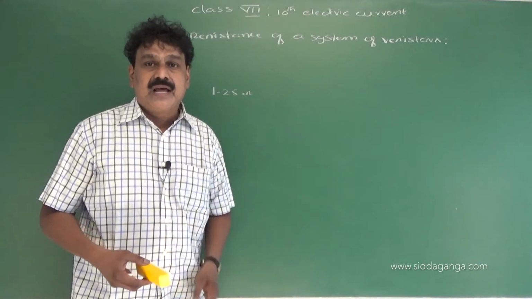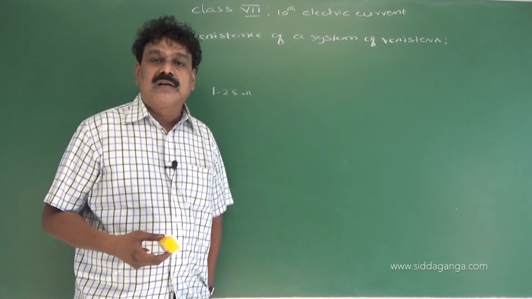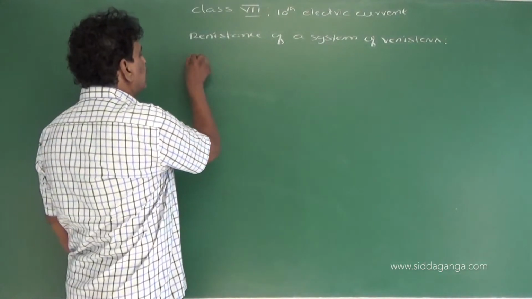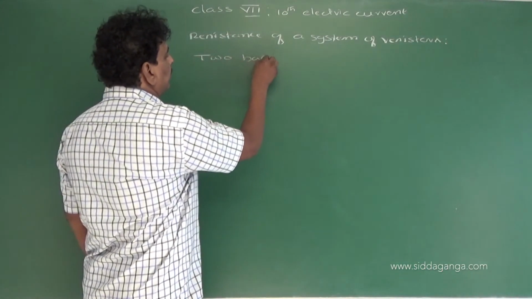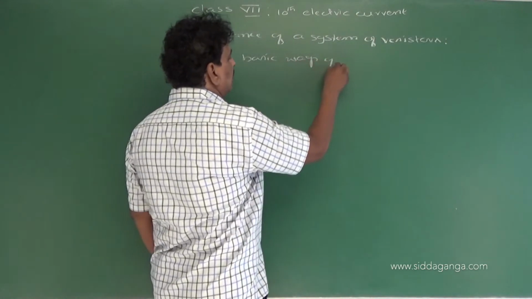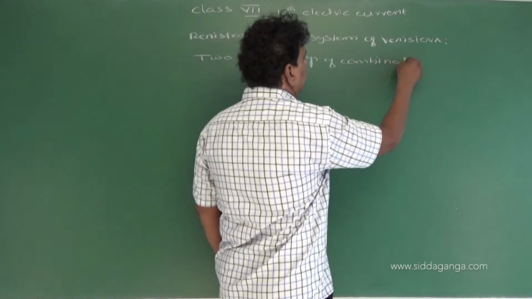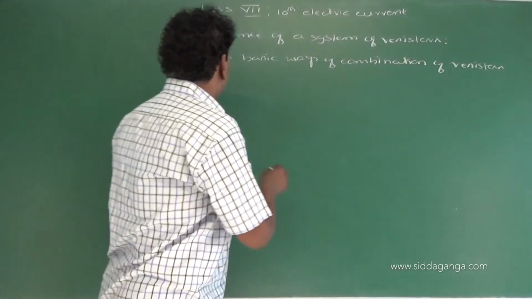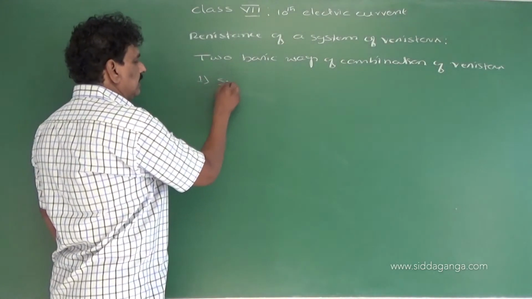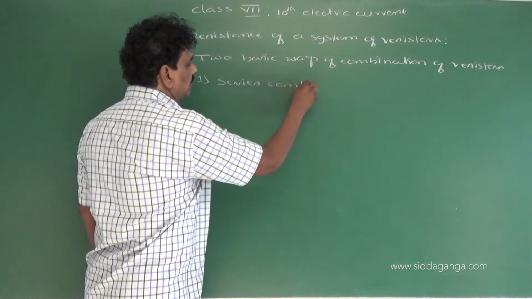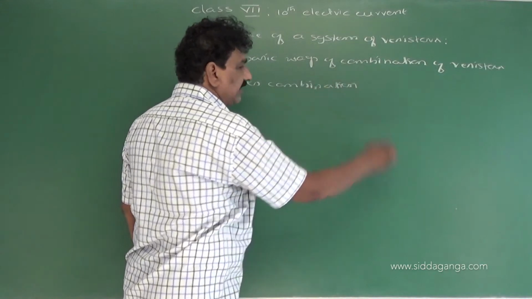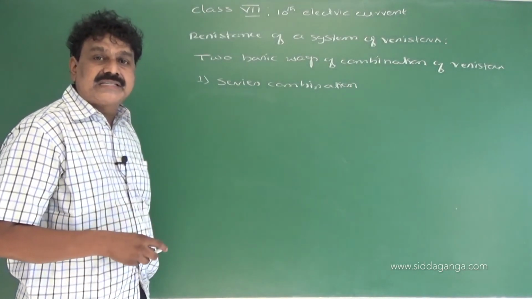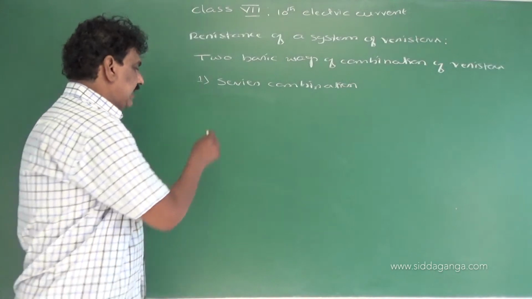Now these resistors can be combined or grouped in two ways, right? So there are two basic ways of combination of resistors. Number one, series combination of resistors. In series combination of resistors, the resistances are connected end to end, like this.